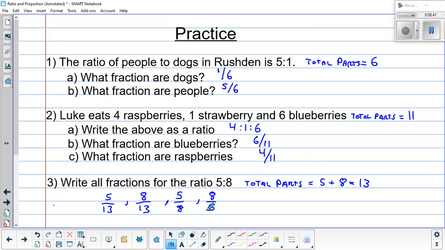Just keep in mind what all these questions have in common. I'm going to point this out right now. All of them ask what fraction are dogs, what fraction are blueberries, what fraction are raspberries. So they are only asking what fraction are one quantity. Okay? We'll see in the future where you could have a fraction comparing 2 things.